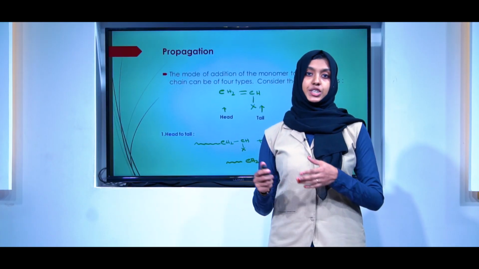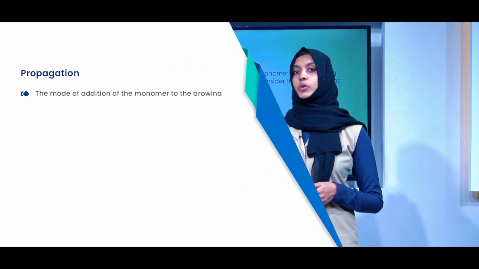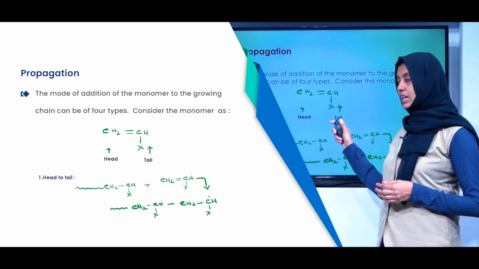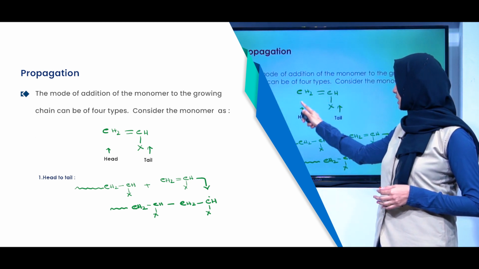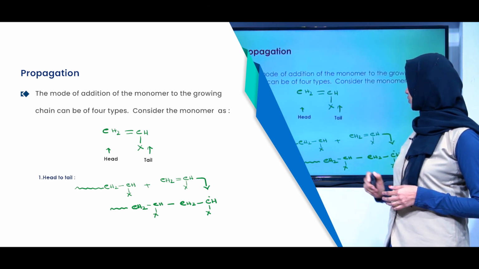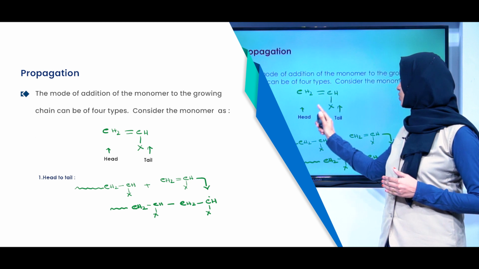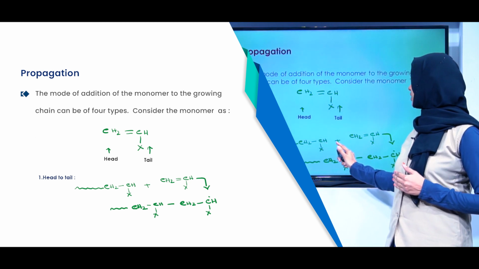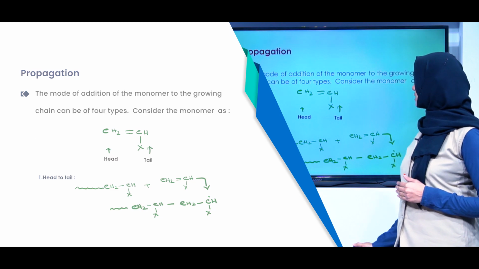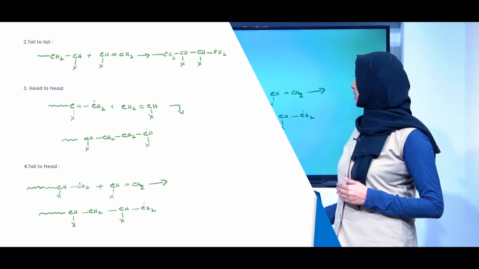The mode of addition of monomer to the growing chain can be of 4 types. Consider the monomer as CH2 double bond CHX. It is a vinyl monomer. Consider this as the head of the monomer, while this portion is the tail of the monomer. If the head of this monomer attaches to the tail of the growing chain, it will be head to tail. In a similar way, tail to tail, head to head, and tail to head.